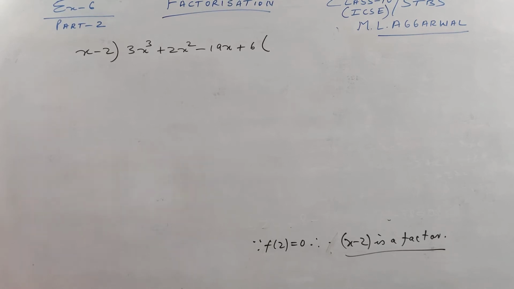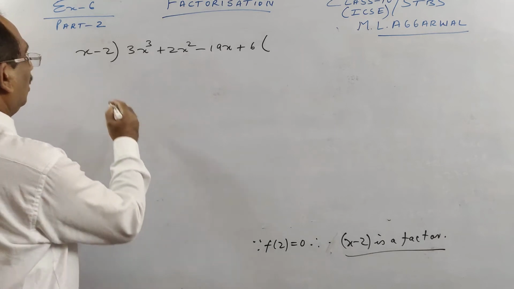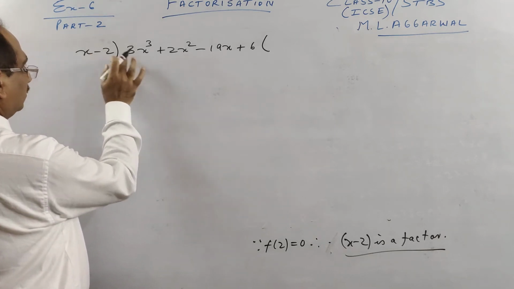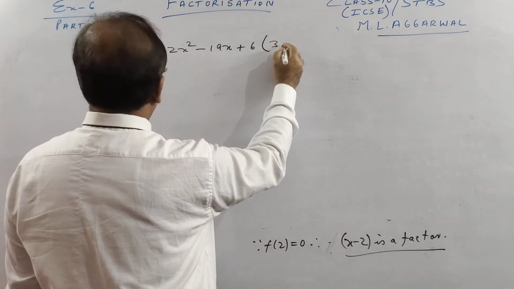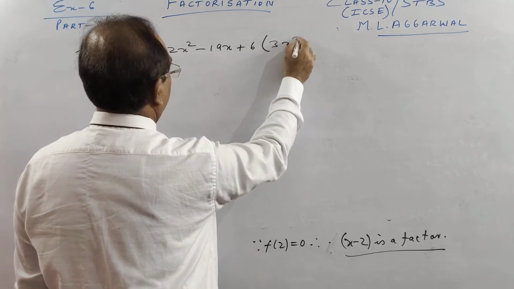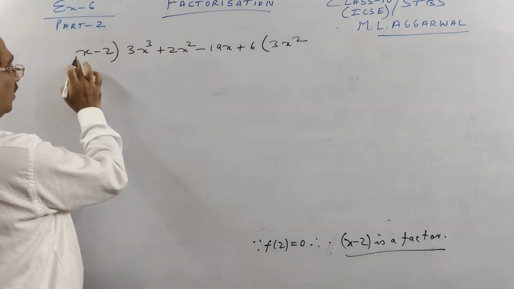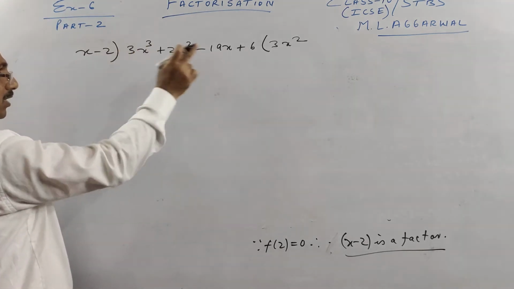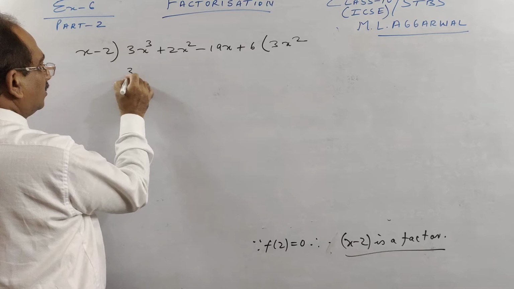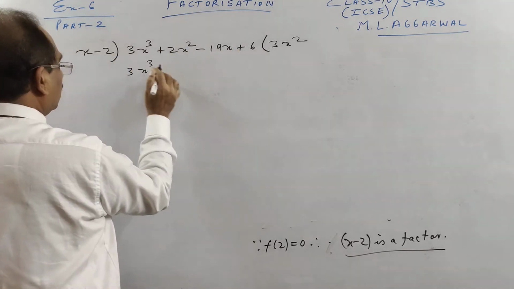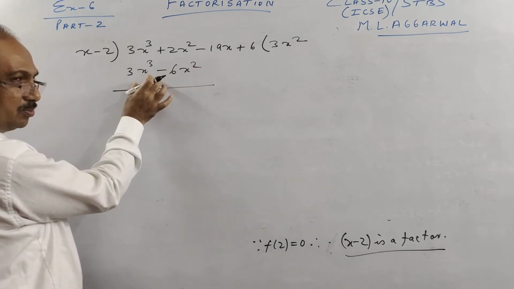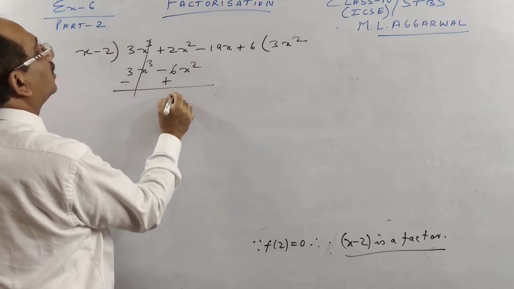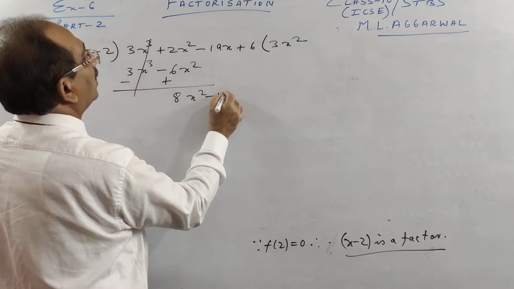Now let us divide the given cubic polynomial by one of the factors we have got. So I have to make the first term equal to 3x cube. So the first term of the quotient will be 3x square. So you can divide this by this to get that term. So we get 3x cube, and 3 2s are 6, minus 6x square. Let us subtract, leave some space here, children, minus plus, you get 8x square minus 19x.